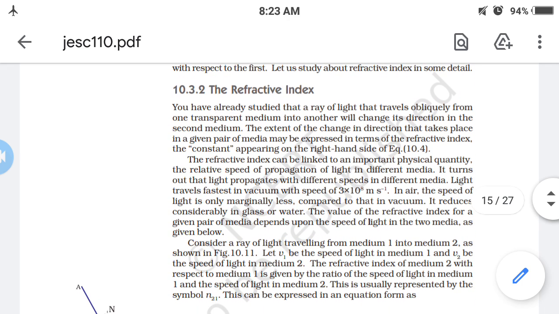Good morning, friends. Now, in chapter number 10, Light: Reflection and Refraction. In this chapter, we'll start the topic of the refractive index.